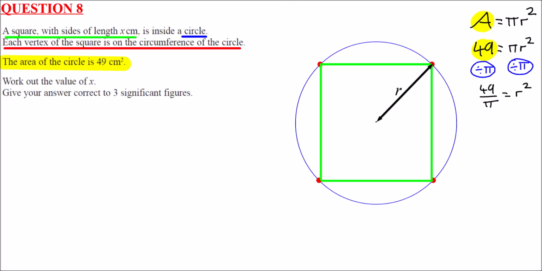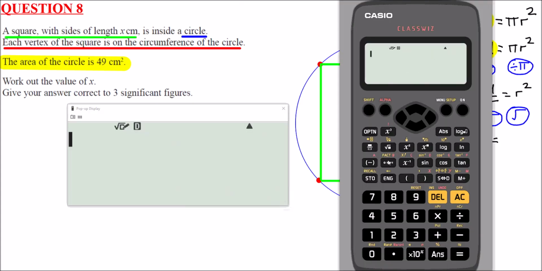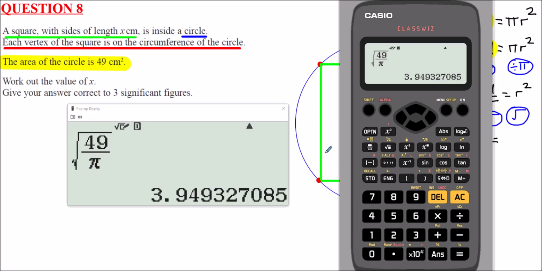And the final step would be to square root both sides, because to go from the radius squared down to just the radius, I need to square root. And if I square root one side, I square root the other. So therefore, the radius is going to be the square root of all of 49 over pi. So 49 over pi, all of that square rooted. Press shift, this button here to get pi, press equals, and I get this long awkward number.